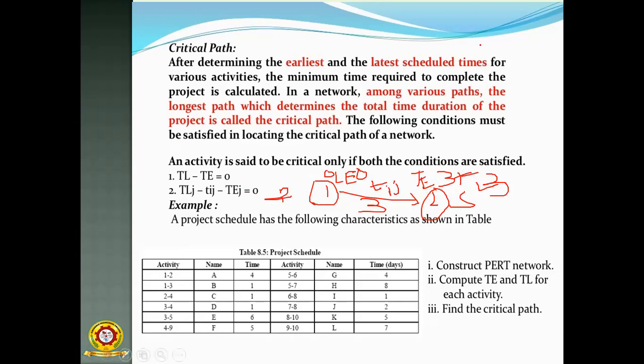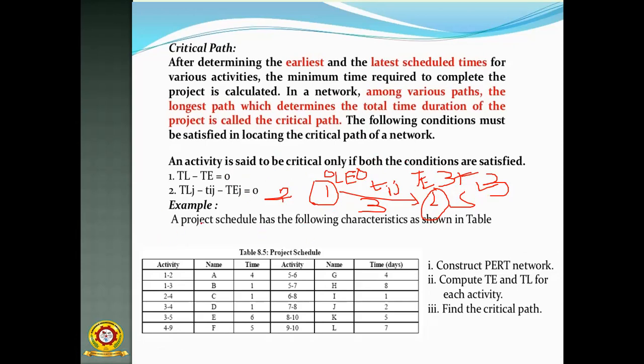Finally, TE is 3 and TL is 3, so TE minus TL equal to 0. Then both the conditions are satisfied. In this way you have to satisfy these two conditions.